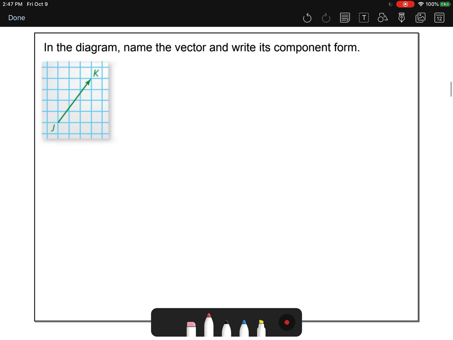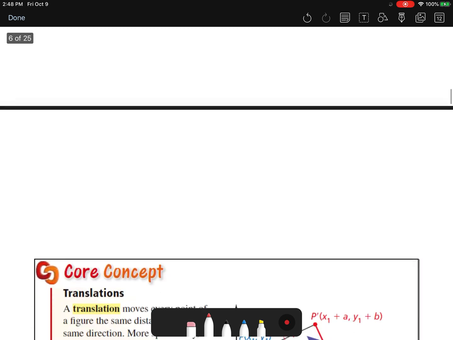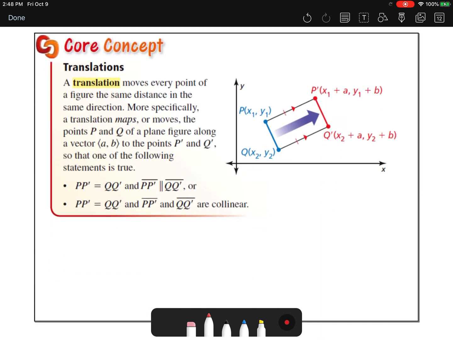So in the diagram, name the vector and write its component form. Well, the vector starts at J, ends at K, so this is vector JK. Now, what are the components of vector JK? Well, we would go right 3 and up 4. 1, 2, 3, 4. So the vector is 3, 4. Now, if you get into pre-calculus, we'll take it a step farther, but I like this component form very nicely.